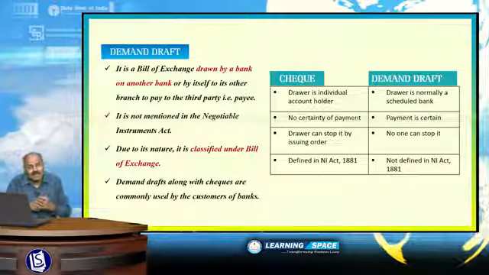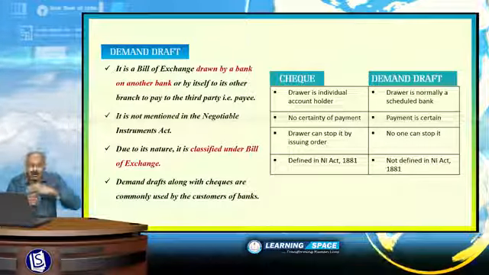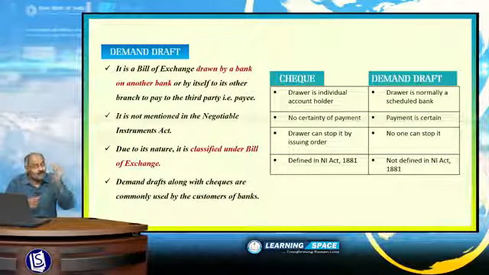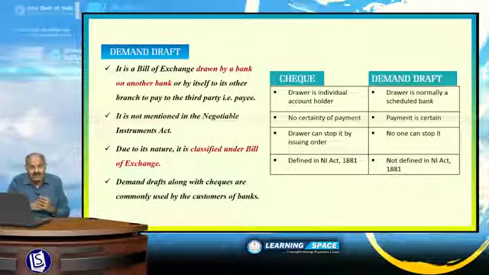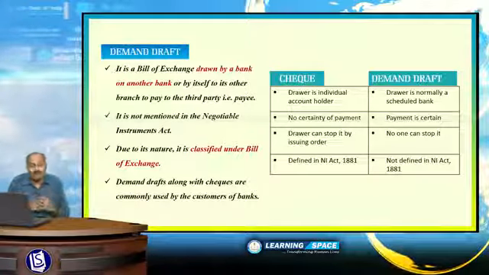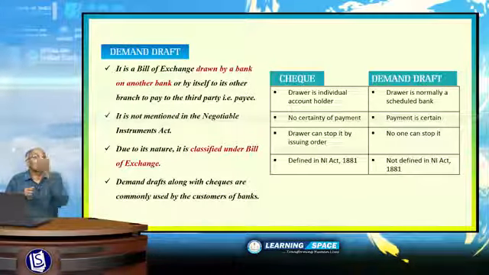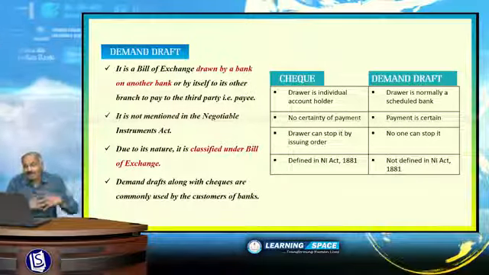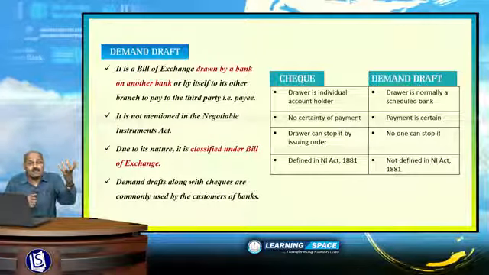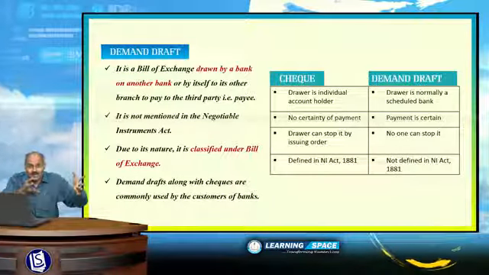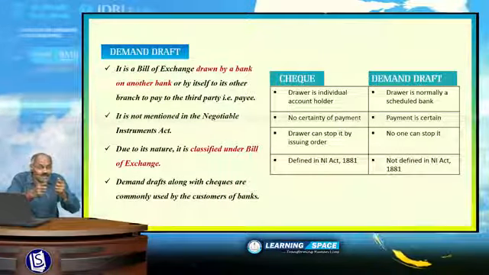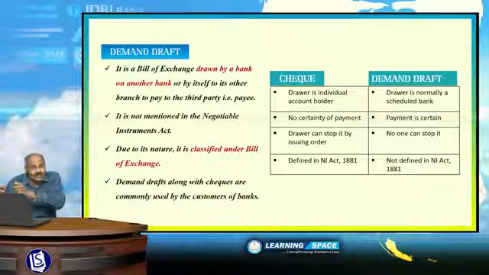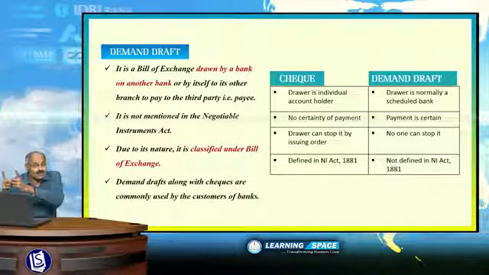Please look into it. Here the drawer is an individual account holder; he may be an individual account holder or a company, whatever it is. In the case of a check the drawer is an individual account holder, but in the case of a demand draft, normally it is a bank. The second important difference is that in a check, there is no certainty of payment. The payment is uncertain in the case of checks, but in the case of demand drafts, the payment is certain.